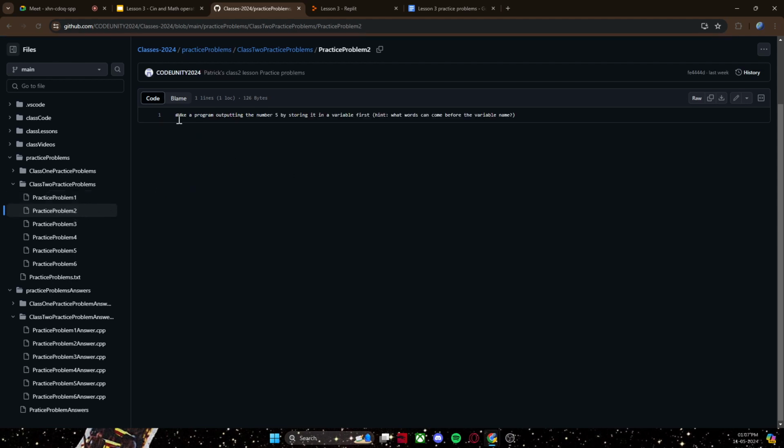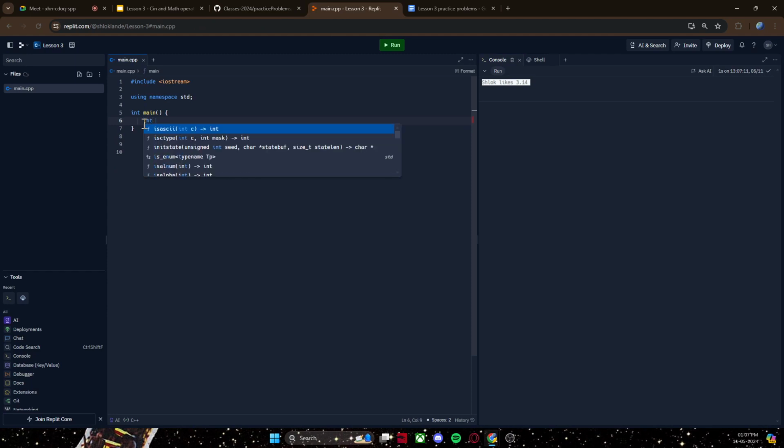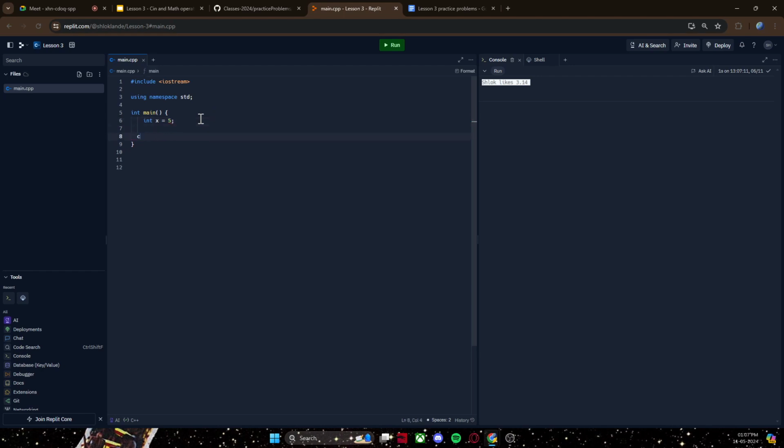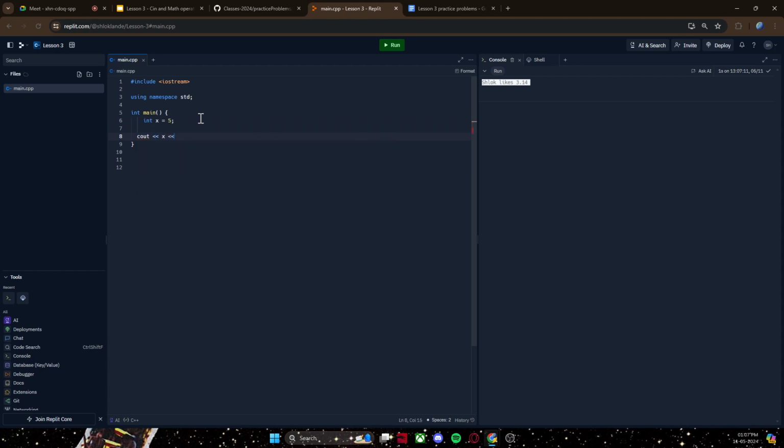For the next one, it says make a program outputting the number 5 by storing it in a variable first. Hint: what words come before a variable name? This seems pretty easy as well. We just write a data type. In this case, I'd say int because we don't have any decimals. Let's say x equals 5. And then we just output that. So cout x, and that should output 5.